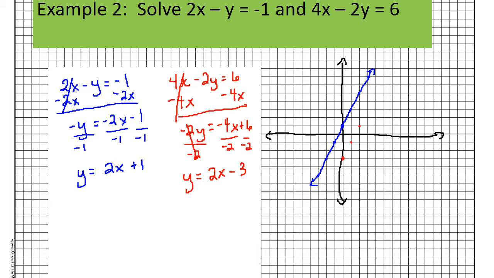Now remember, if we have the same slope and different y-intercepts, our lines are said to be parallel. So notice these lines are parallel, therefore they will never intersect. And if they will never intersect, our answer is no solution. And what's the terminology that we use for no solution? That is inconsistent.